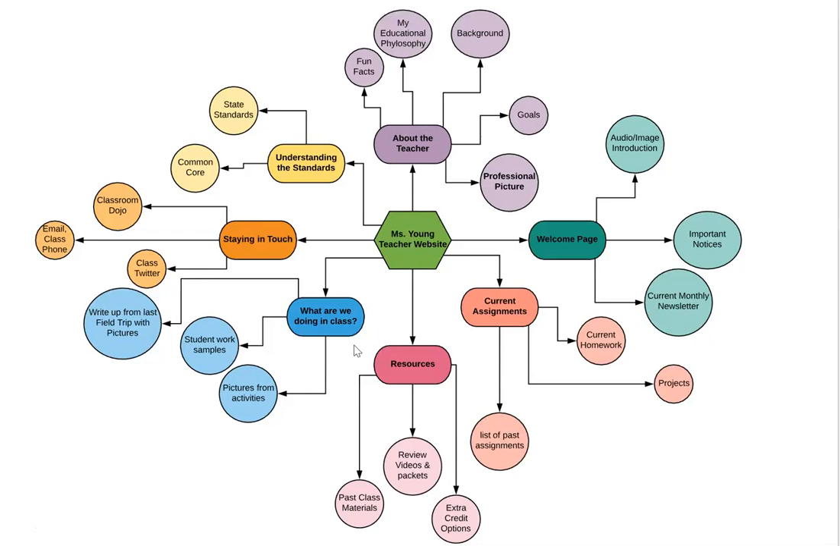And staying in touch would be my contact, right? So in my orange, staying in touch, I'm looking at obviously an email address for myself and a class phone number, so the phone number to reach me in the school for emergencies. I'm hesitant to give out my personal number, obviously, to parents, and I'm sure some of you might have different ideas about that. One of the ways I've seen to go around that is using Classroom Dojo.